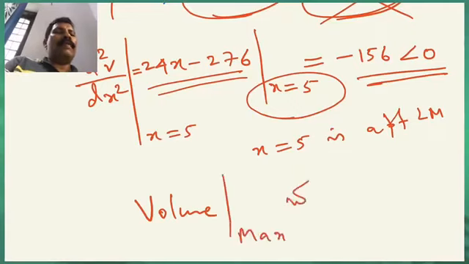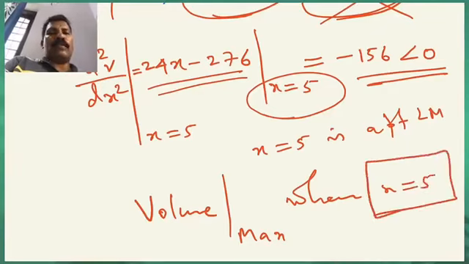Volume will be maximum when x equal to 5. So, the side of the square to be cut off is 5 cm.